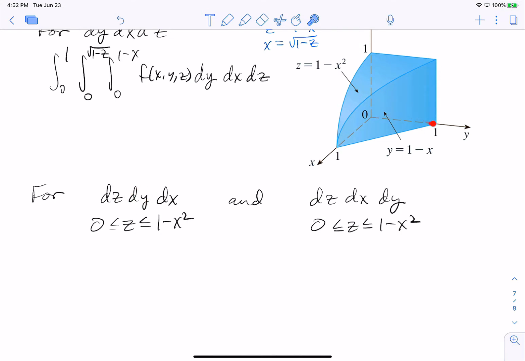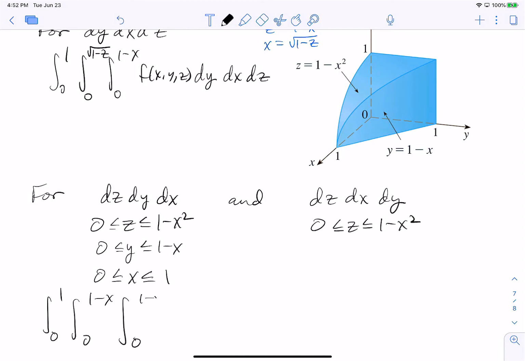For that, I'm going to look at the triangular region in the xy plane, and I can see that y goes from 0 to the line y equals 1 minus x. So y goes between 0 and 1 minus x, and then I see that x goes from 0 to 1. So this would be the integral from 0 to 1 of the integral from 0 to 1 minus x of the integral from 0 to 1 minus x squared of f of x, y, z, dz, dy, dx.